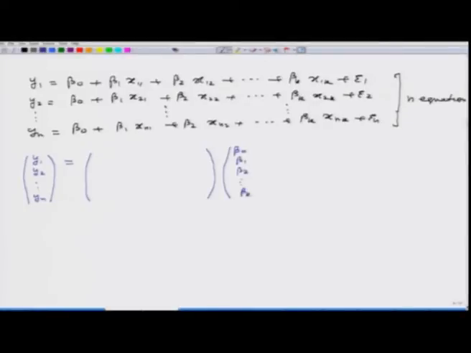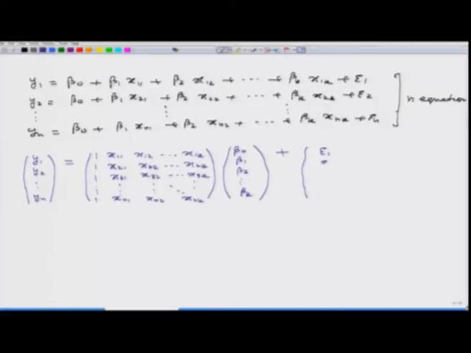to beta k, and based on that the first row of this matrix will be 1, x11, x12 up to x1k, and the second row will be 1, x21, x22, x2k, and similarly the third row will be x31, x32 up to x3k, and this will continue up to xn1, xn2 up to xnk, plus epsilon 1, epsilon 2, epsilon 3 up to epsilon n.